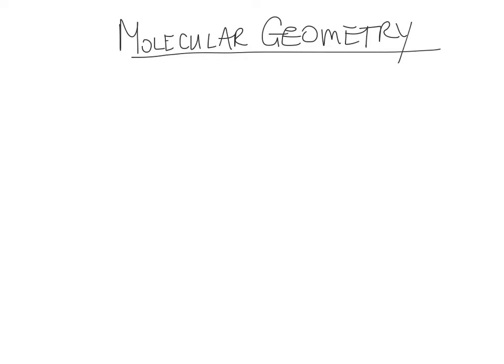Molecular geometry basically explains the arrangements of atoms in a molecule in 3 dimensions. So it's how they're spatially arranged. So it's the 3-dimensional arrangement of atoms within a molecule. So we're talking about covalent molecules.